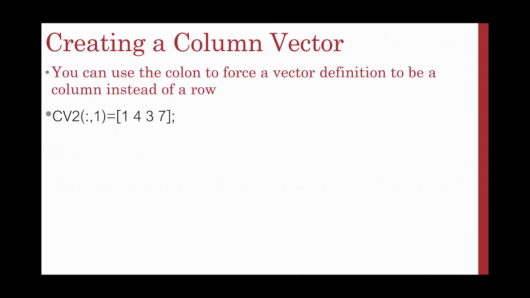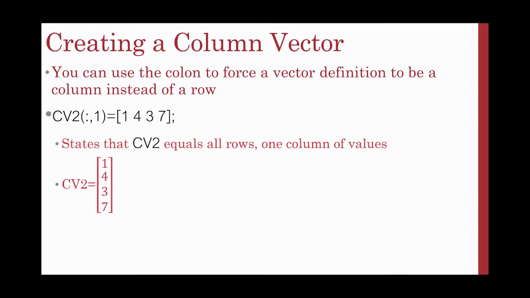You can use the colon to force a vector definition to be a column instead of a row. So say I wanted to create a vector and I wanted it to be a row vector, I could technically say that C2V of colon, 1 is equal to 1, 4, 3, 7. I'm saying that all rows in column 1 are equal to this. And this is what would appear if you typed in that line of code.